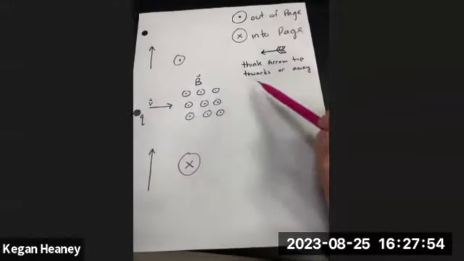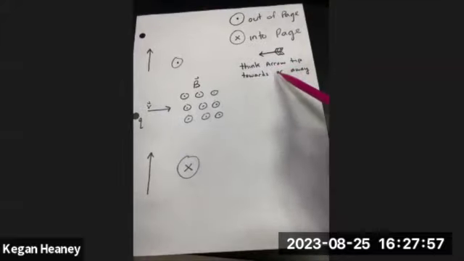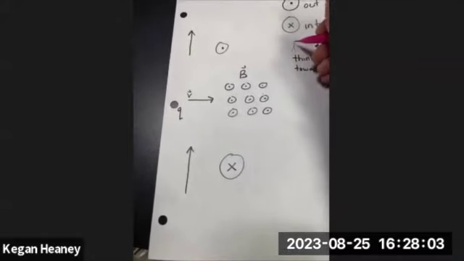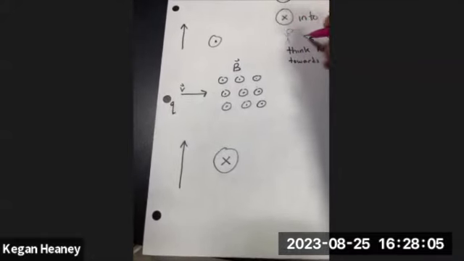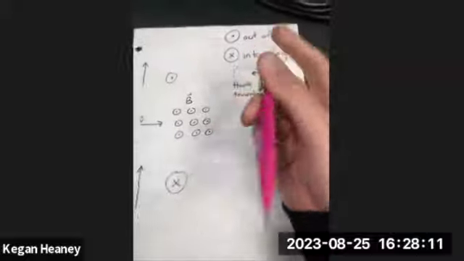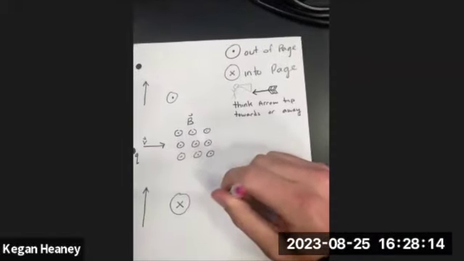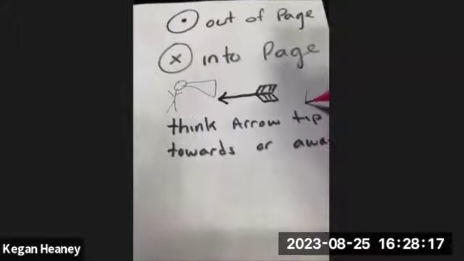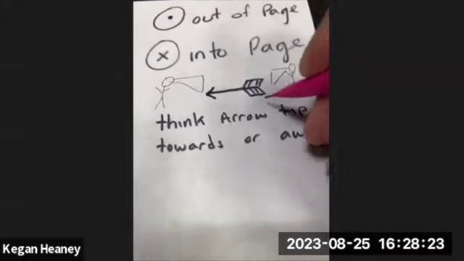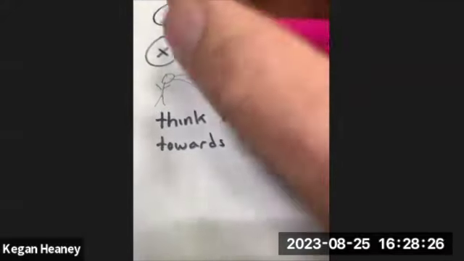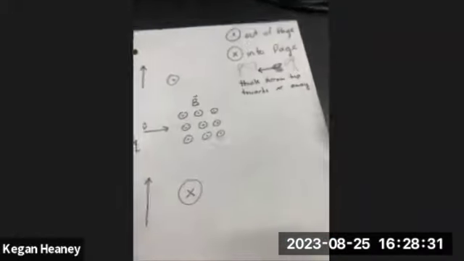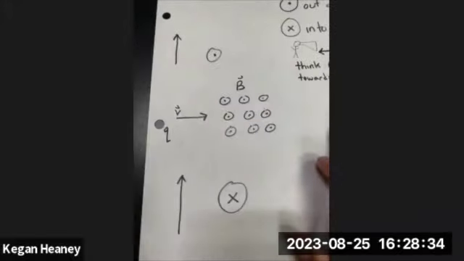The way I was taught to think about it, and it does seem useful, is think about the arrow tip, an arrow pointing towards you or away from you, right? So if you're looking this way, you're going to just see a dot coming towards you, which means the arrow is coming out of the page, right? If you're looking at it this way, right, you're going to see an X because the arrow is going away from you. So you would see the feathers on the arrow going away from you. So that's where in the page, out of the page comes from.